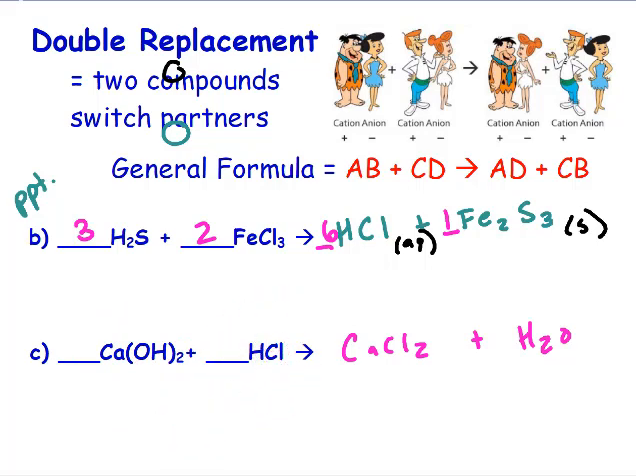Then we're going to identify what type of reaction it is. This ends in OH, so that is a base. This starts with hydrogen, so it's an acid. So this is an acid-base reaction.